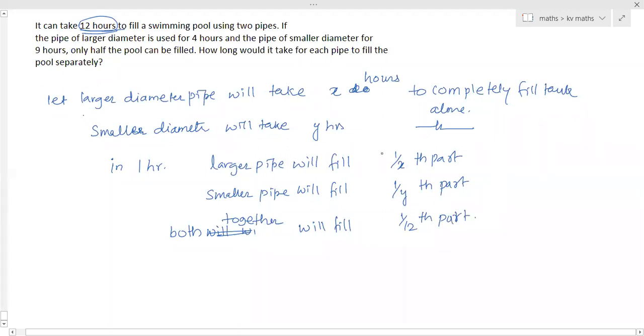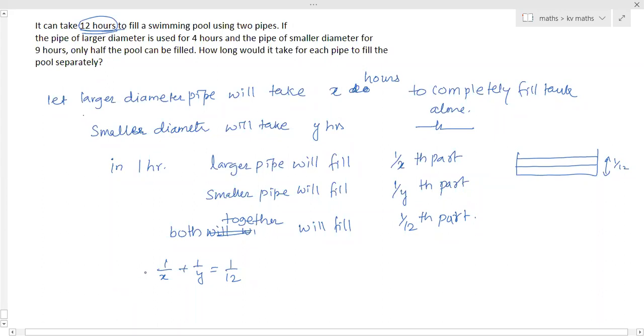So what is the relation between these? The larger pipe is filling 1 by X. The smaller pipe is filling 1 by Y part. All together, they are filling 1 by 12th part. So that means 1 by X plus 1 by Y is equal to 1 by 12. Is it clear? Yes, ma'am.